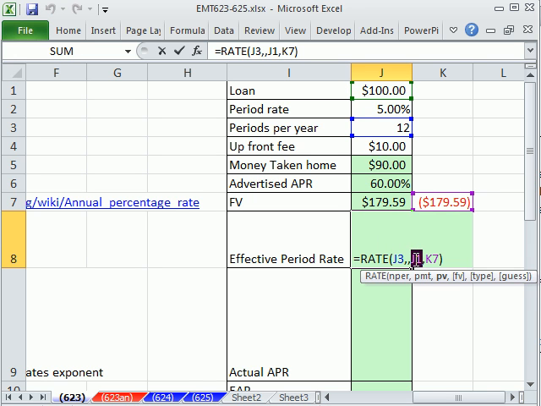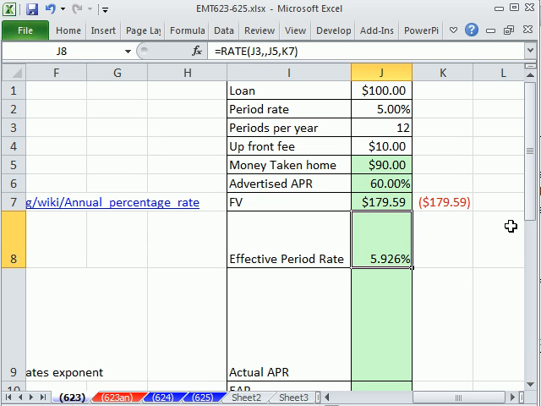Because guess what? This present value right here, that $100, is not what's used in cash flow analysis. This is the amount that they loaned us, but the cash flow amount that actually came into our pocket as a positive on the day we got the loan is 90. So when we put that number in properly, and this one, which was calculated based on the 100, boom, we get a rate higher than this period rate right here. So our effective period rate is this.